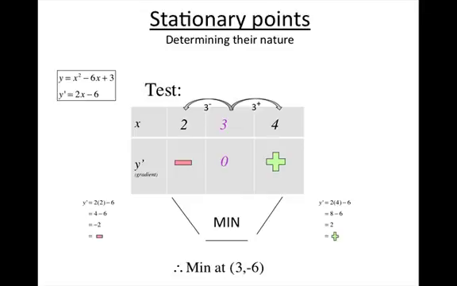And so for now, that's the way we're going to test the nature of our stationary points. We do a little x, y dash table, and we just draw out our gradient as to what happens on either side of that stationary point. Does it decrease, flat, increase, which means it's a minimum? Or does it increase, flat, decrease, which means it's a maximum? So we just got to go through this process. It's a little bit arduous, but something better is on its way. So for now, we just got to be able to do this.